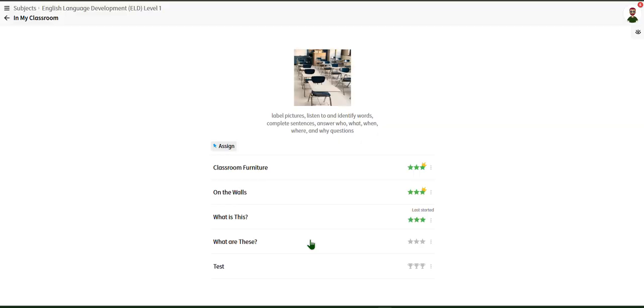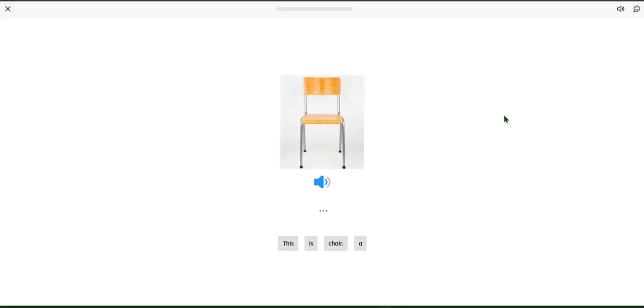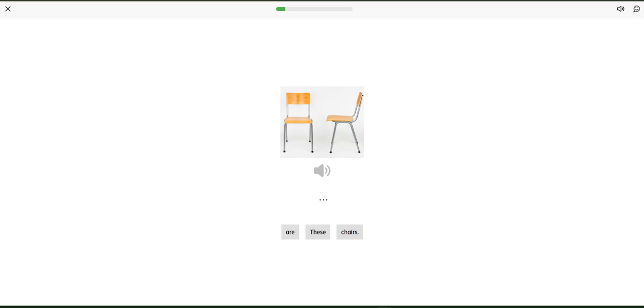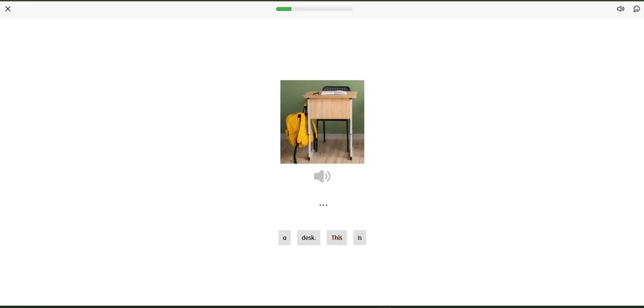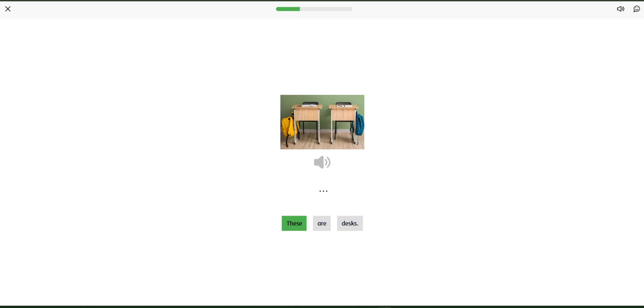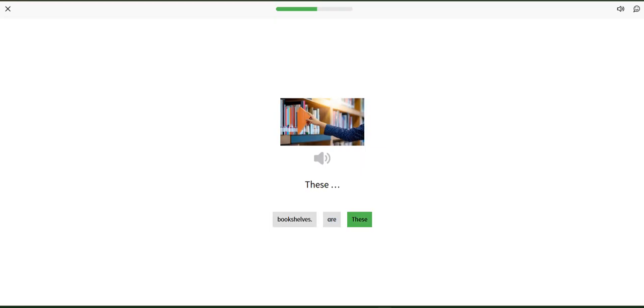One more to go. This is a chair. These are chairs. This is a desk. These are desks. This is a bookshelf. These are bookshelves.